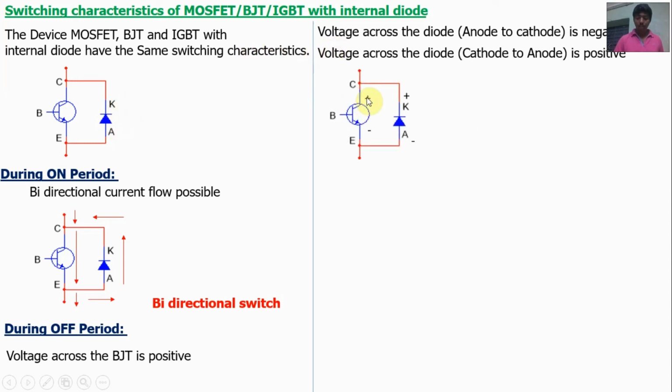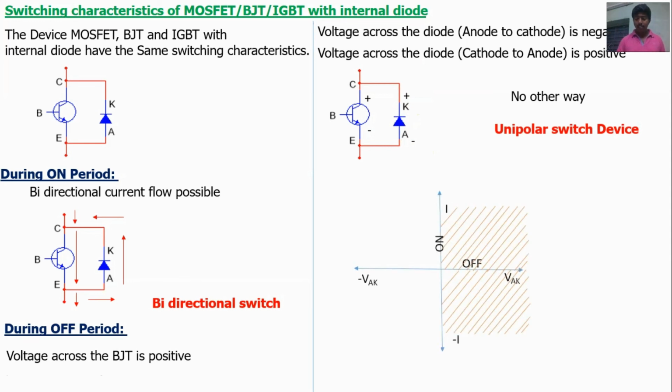So this voltage will appear during off condition. Voltage across the BJT plus to minus, voltage across the cathode to anode is positive. Anode to cathode is negative, but cathode to anode is positive. So always positive. Voltage across the device is always positive. No other way. It's a unipolar switch device.